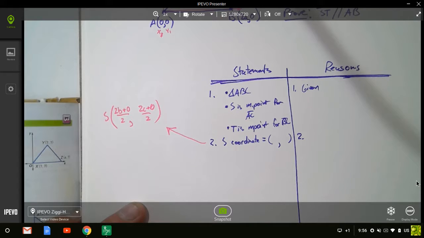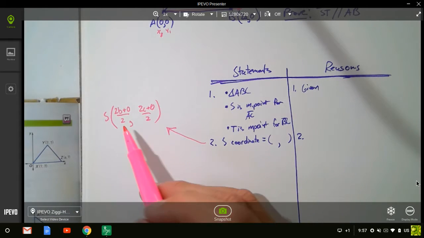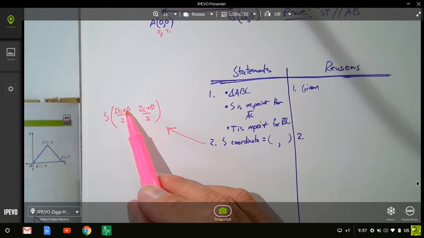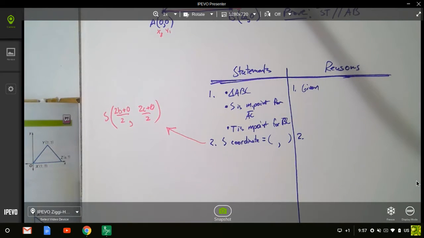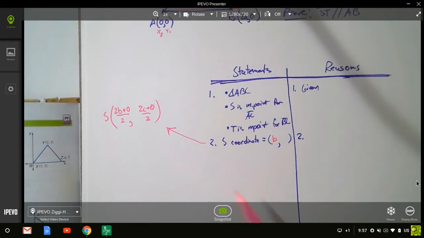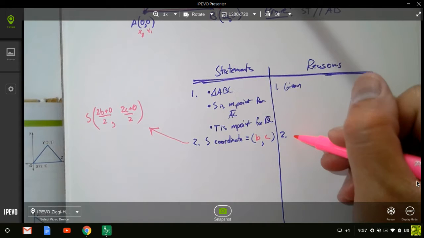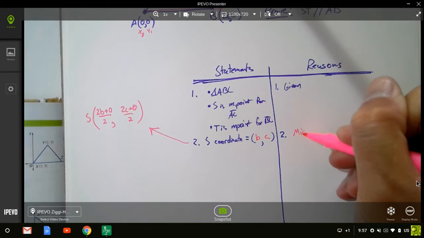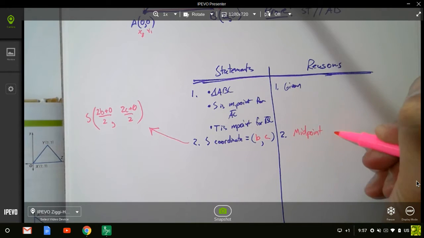What is 2b plus 0? Just 2b. And then you divide it by 2, just like you said. So that's my first coordinate, b. And over here, it's the same thing. That should be c. Everybody get that? You knew to do this from either the midpoint formula or the midpoint definition.